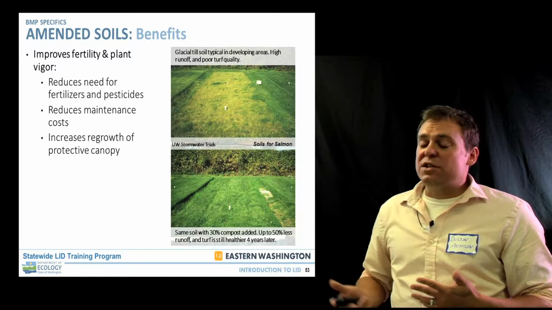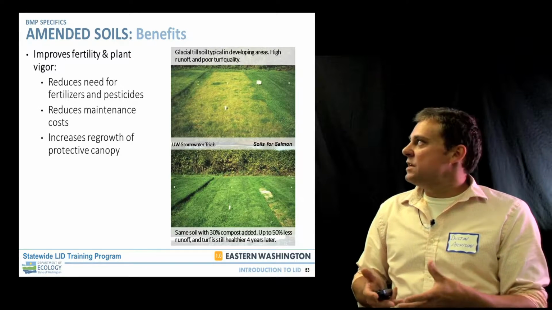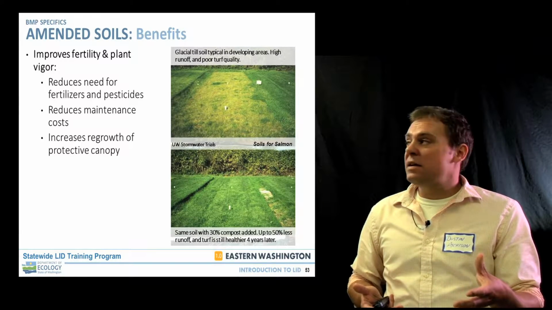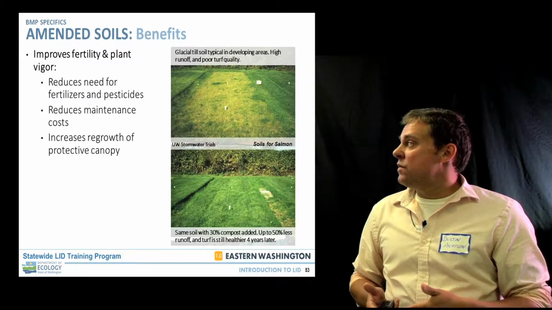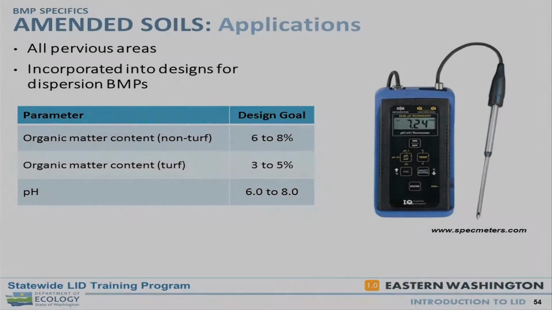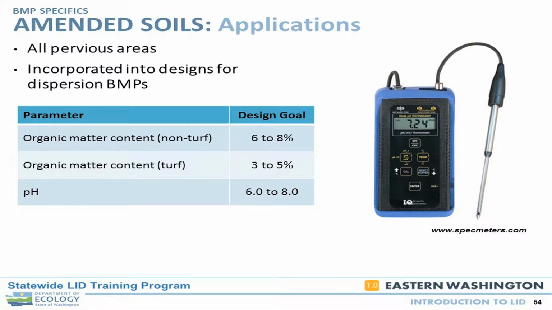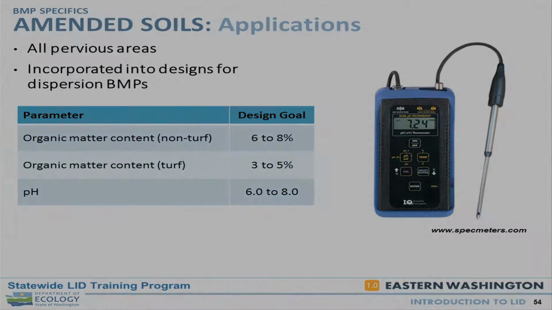Also, because it's staying lush and green and the nutrients are within the soil, you're reducing the need for fertilizers and pesticides, reducing maintenance costs, and increasing the regrowth of the protective canopy. So what are the applications? You could do it for all pervious areas on the site. If it's pervious, you generally should try to shoot for good construction quality soils.